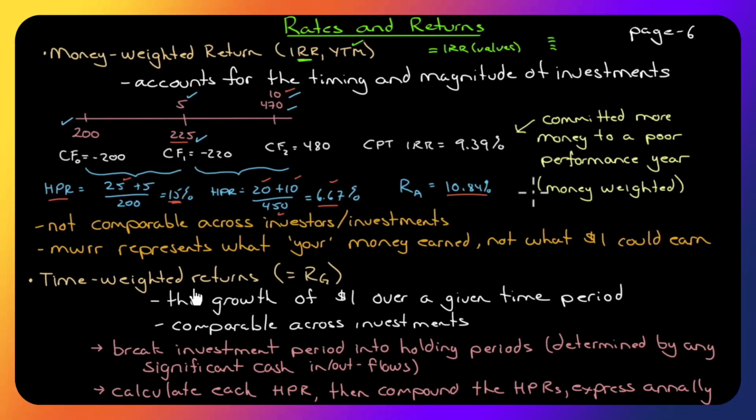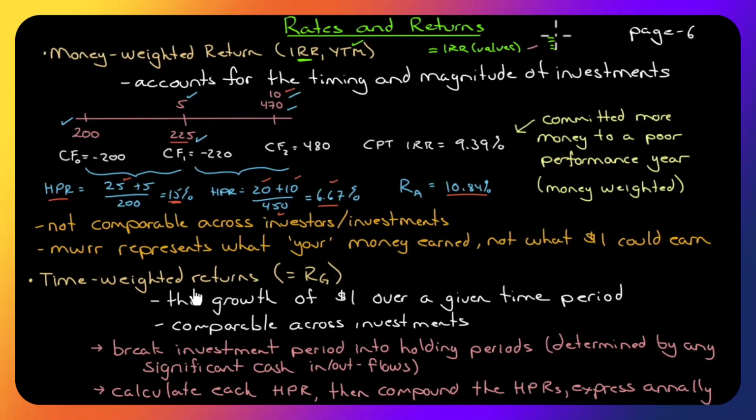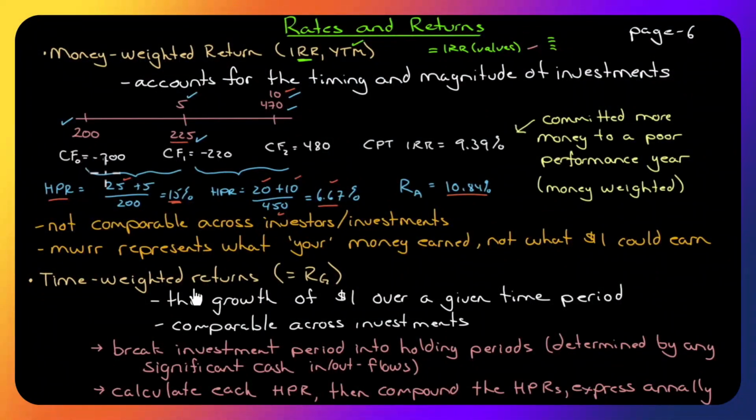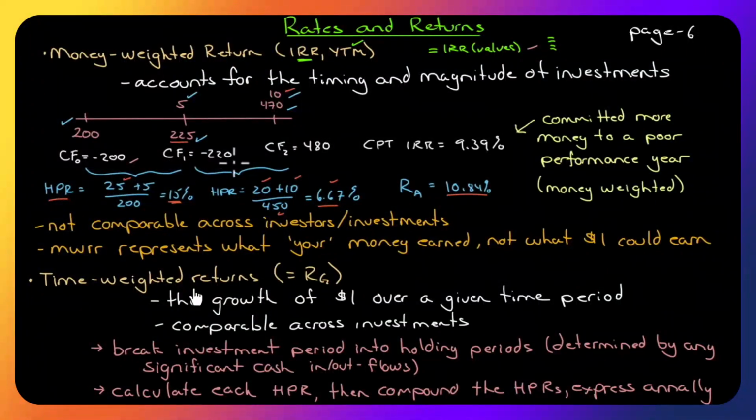If we calculate the internal rate of return, we can use Excel's function to get that done. If we're using our calculator, CF, our first cash flow, CF0, is negative 200 because it's an outflow. CF1 is negative 220. Why? Because we bought another share for 225, but we got $5 in. So our net outflow was 220. CF2, we had an inflow of 480. Don't forget the negative signs.